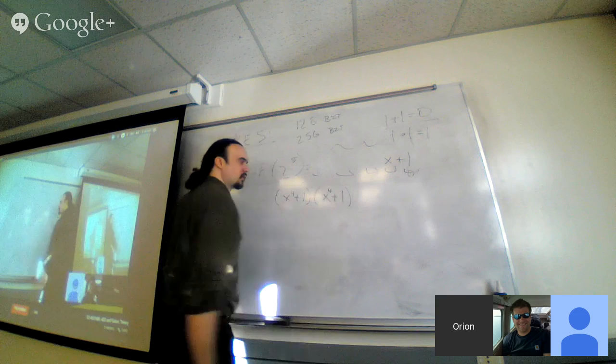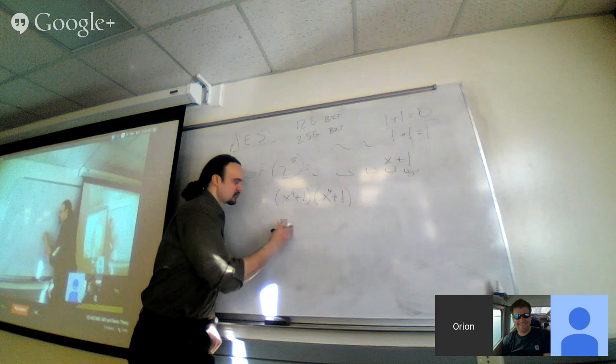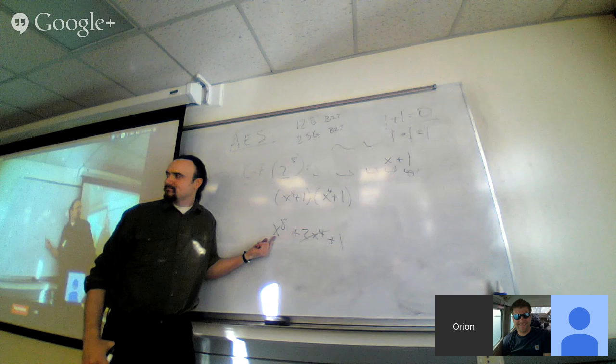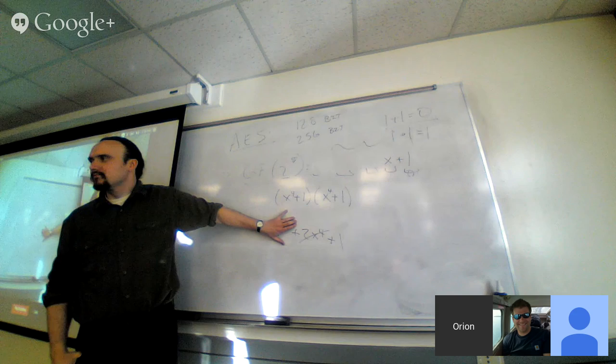Well, I mean, this is easy enough. I get x to the 8 plus 2x to the 4. Of course, the 2 is gone, plus 1. What do I do with the x to the 8? I don't even have an x to the 8. So what's funny about this? So you can just drop this. That turns out to not work out.